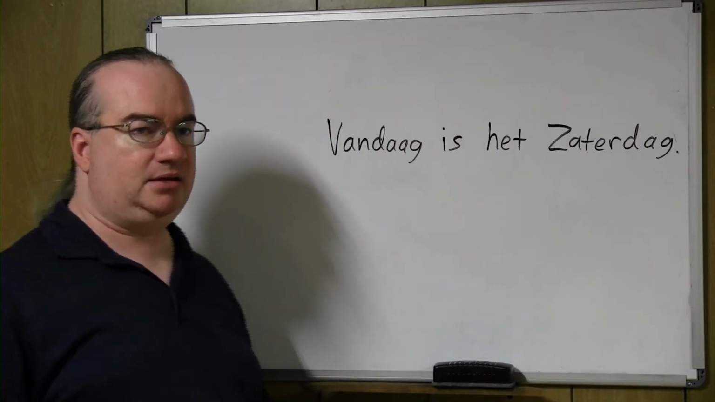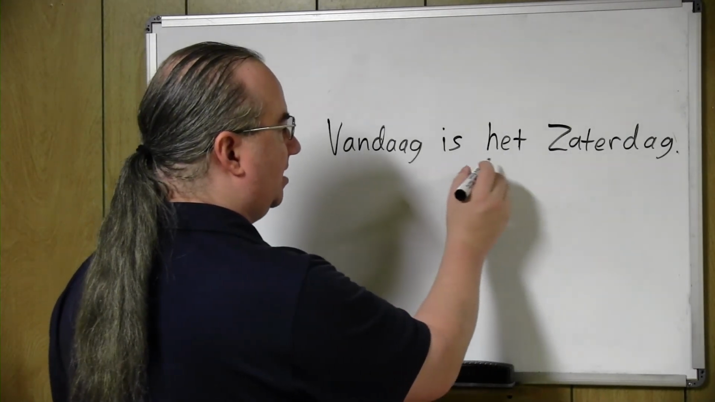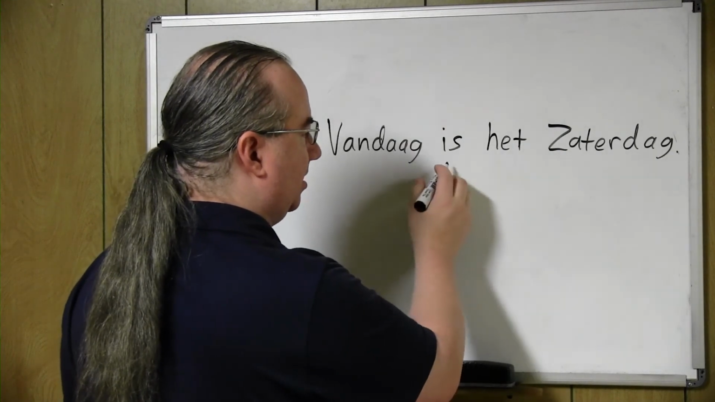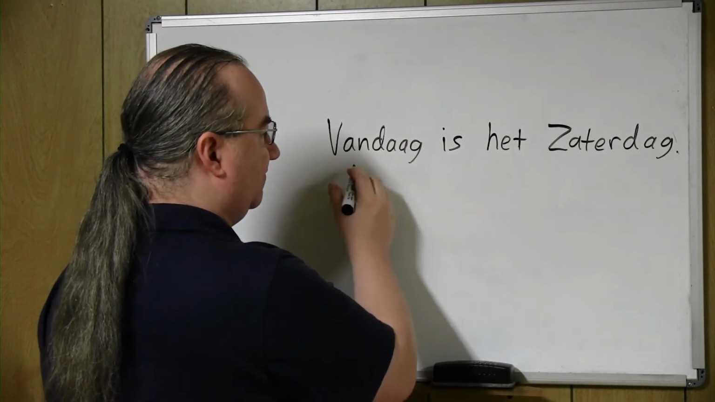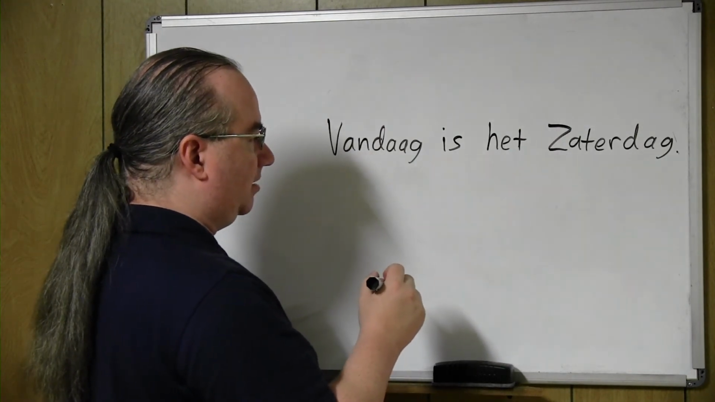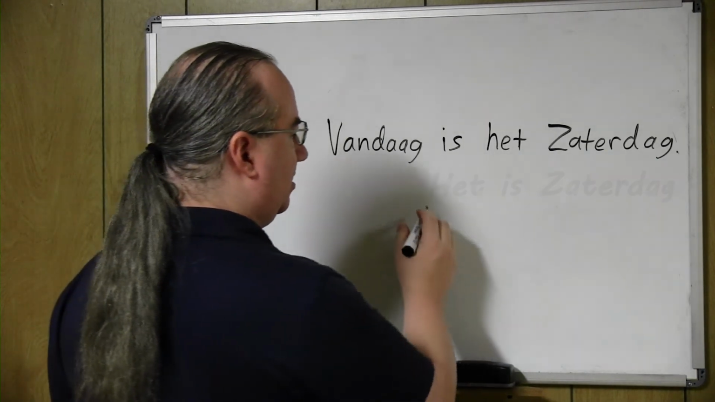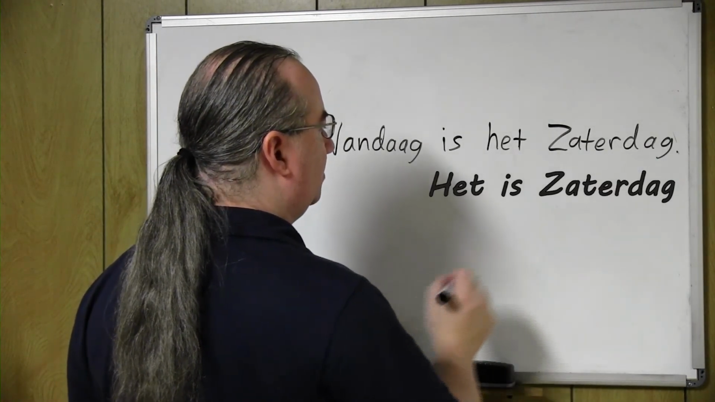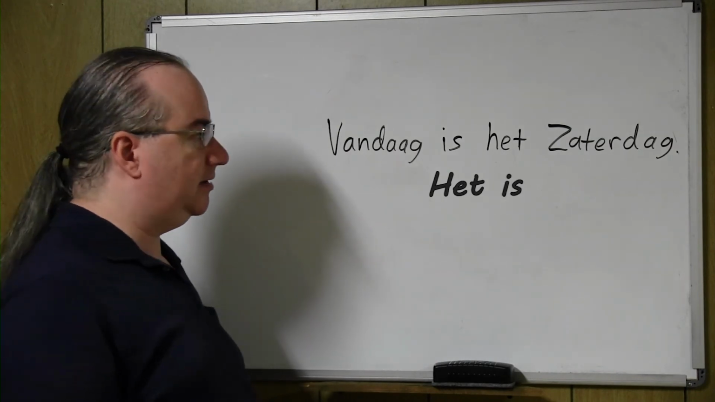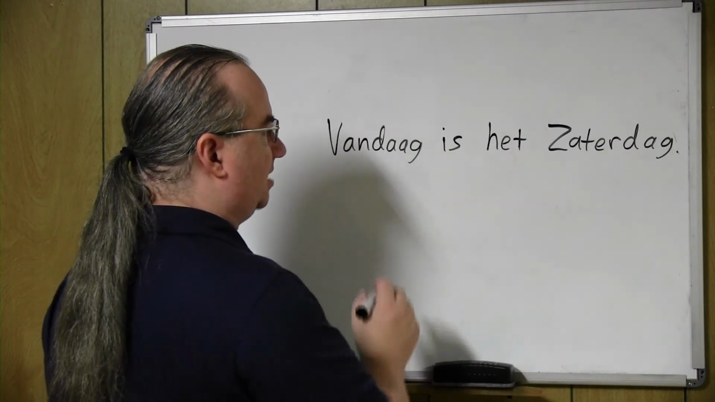Today is Saturday, so you would say it like this. Vandaag is het zaterdag. Notice we have inversion here because we started the sentence with vandaag instead of het. Normally, if you didn't have vandaag, then your sentence would be het is zaterdag. But the Dutch say today it is Saturday. So we need to use inversion here. Vandaag is het zaterdag.